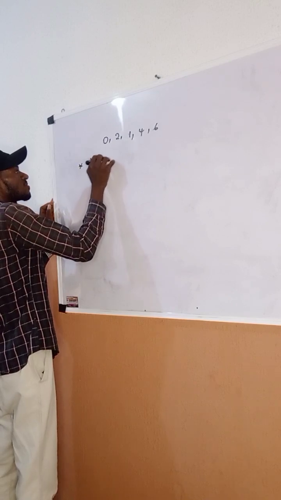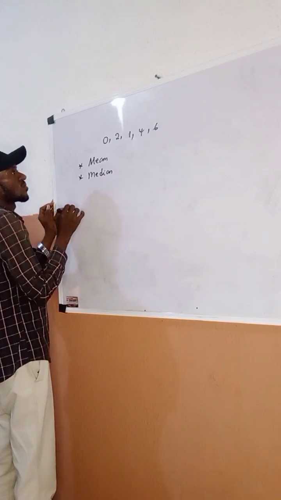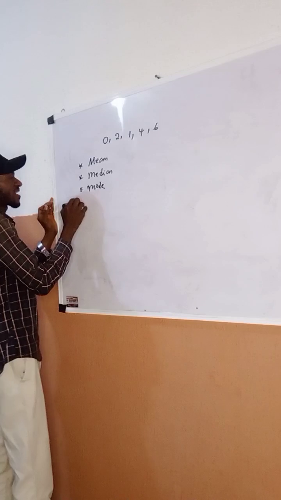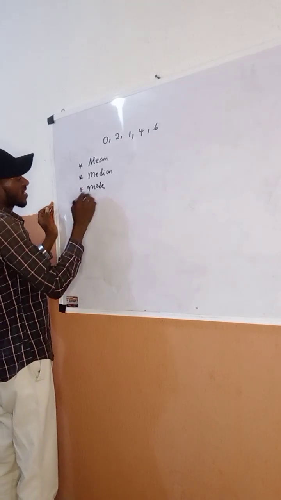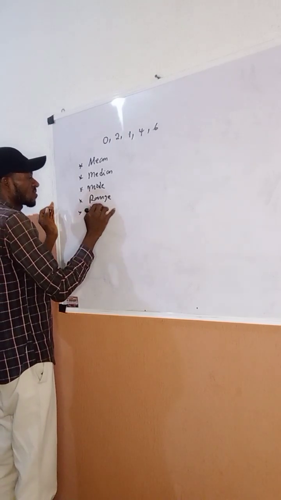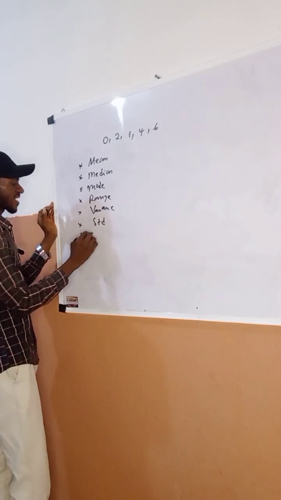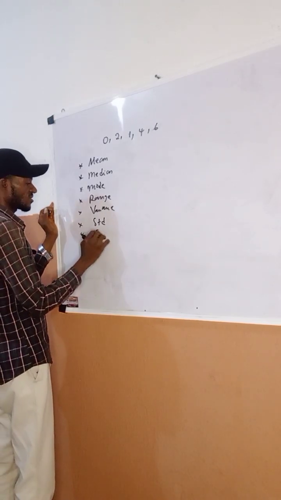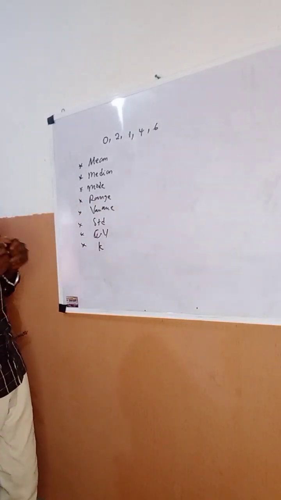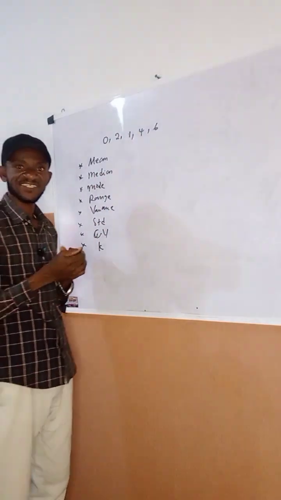We calculate the mean, we calculate the median, we calculate the mode, we calculate the range, we calculate the variance, we calculate the STD, standard deviation, we calculate the coefficient of variation, C dot V, and we calculate our K, which is the coefficient of skewness. We are going to obtain all of these from this data set.